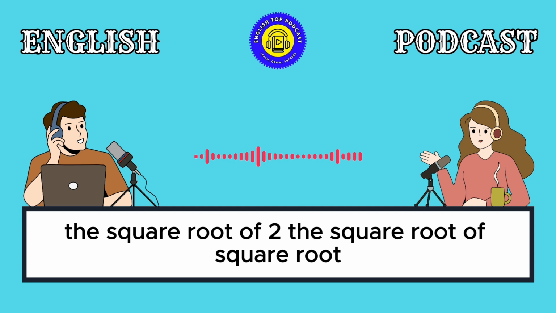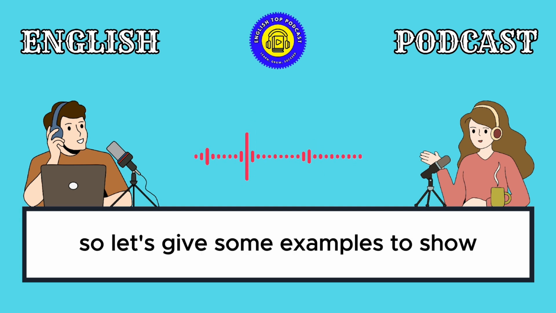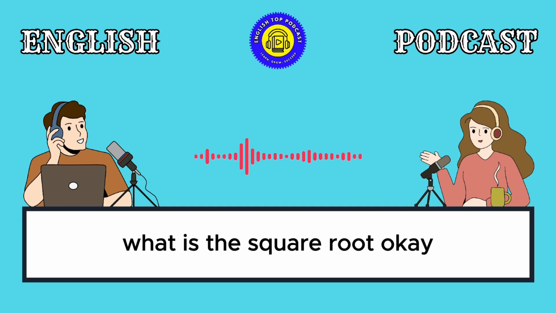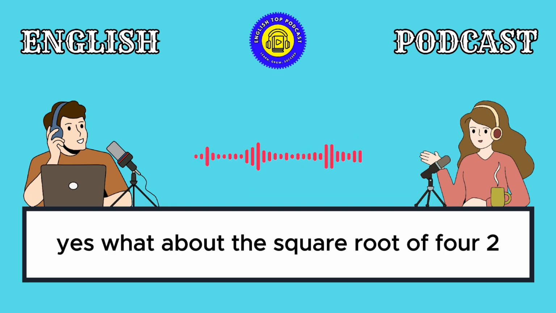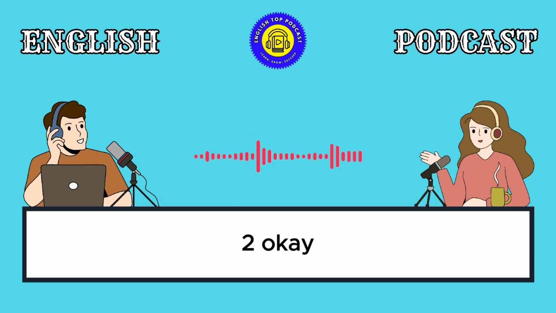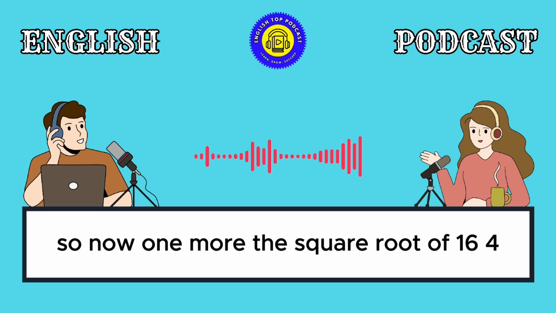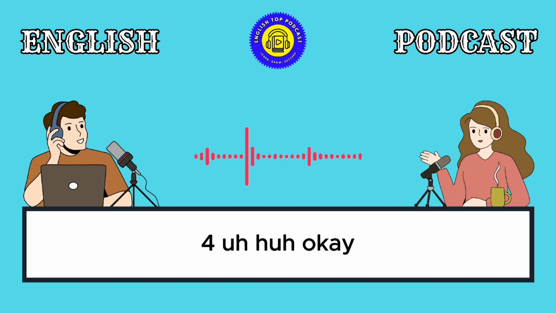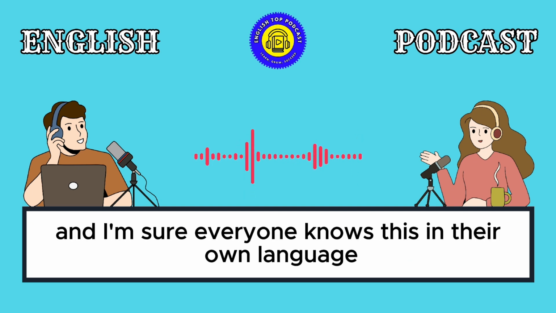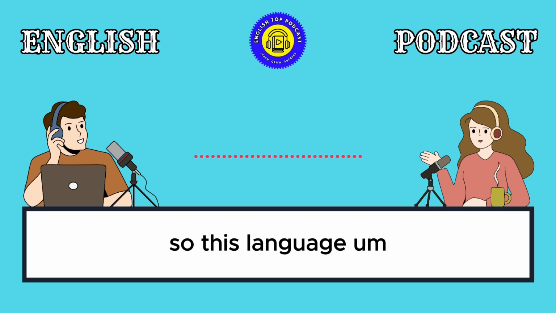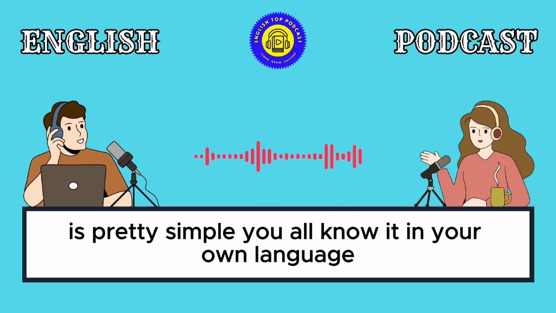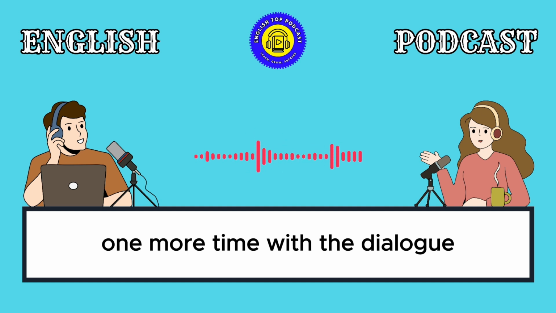The square root of 2. The square root of. So let's give some examples to show what is the square root. Okay. So if I ask you the square root of 9, 3. Right? Yes. What about the square root of 4? 2. Okay. So now one more. The square root of 16. 4. Okay, so you notice the pattern, right? And I'm sure everyone knows in their own language how you would get a square root. Exactly. So this language is pretty simple. You all know it in your own language, but let's hear it again in English one more time with the dialogue.